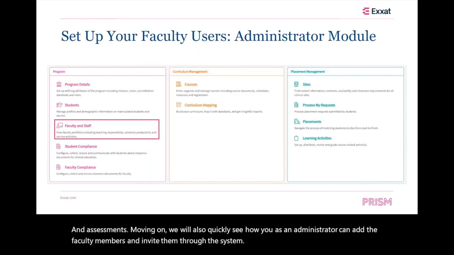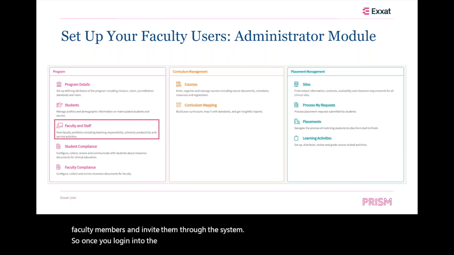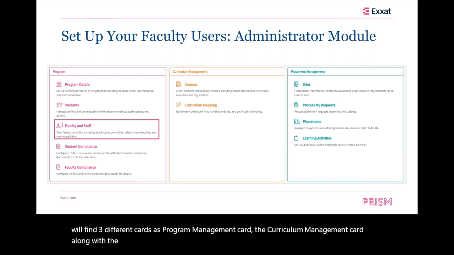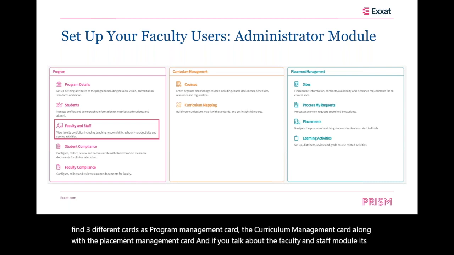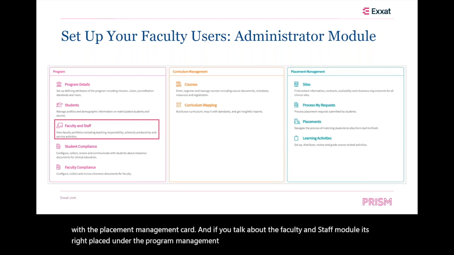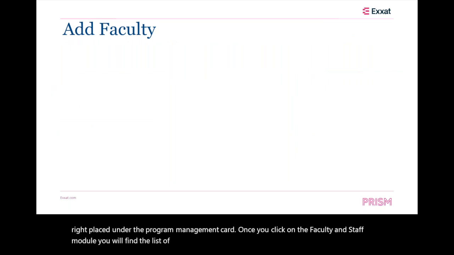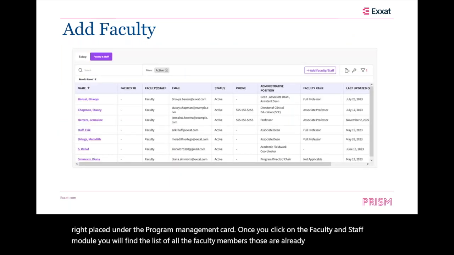So once you log in to the system, this is how the dashboard will be visible to you, where you will find three different cards: the program management card, the curriculum management card, along with the placement management card. And if we talk about the faculty and staff module, it's placed right under the program management card. Once you click on the faculty and staff module, you will find the list of all the faculty members that are already added in the system.